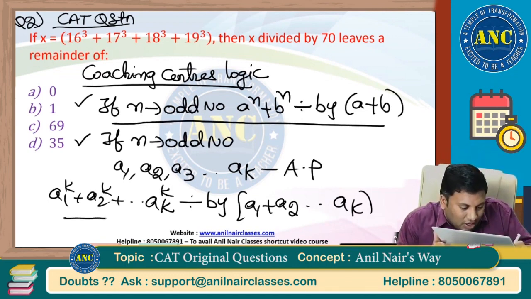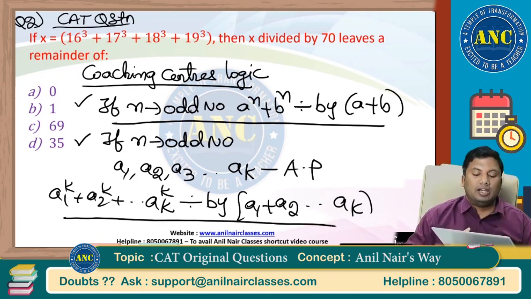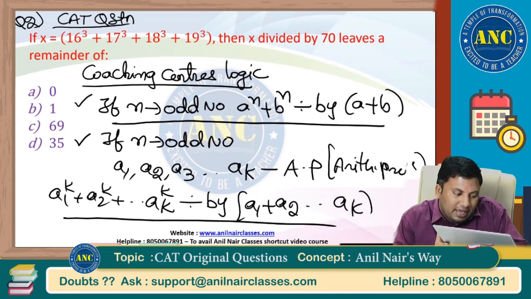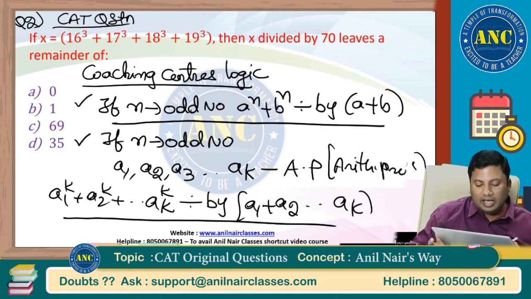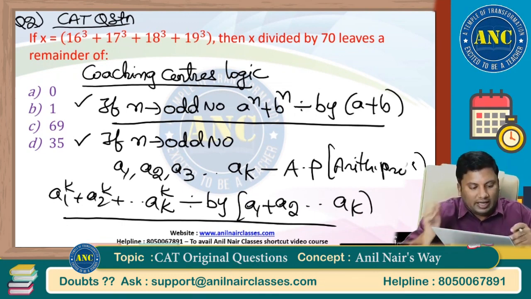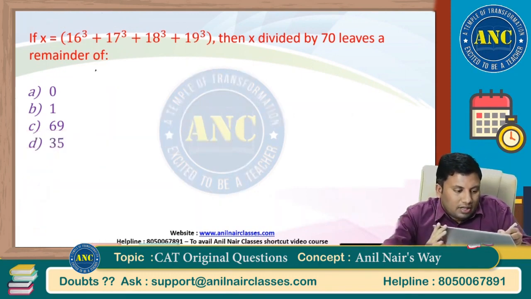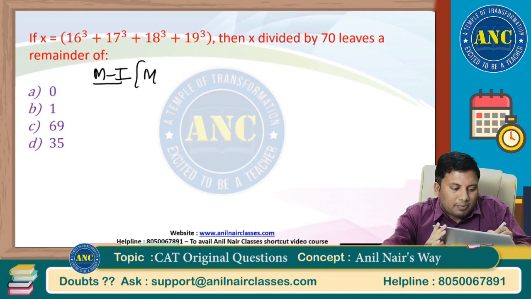If n is an odd number and the base values are in arithmetic progression, then a1 power k, a2 power k, and so on up to ak power k is divisible by a1 plus a2 and so on up to ak. Now, method 1.